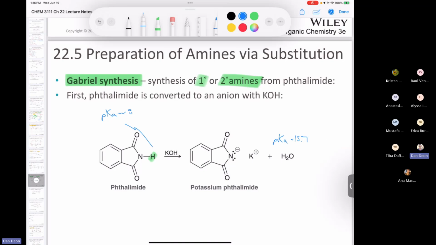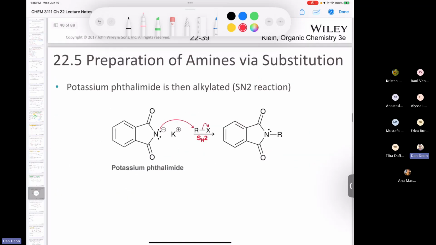Now, we have a negative charge here on the nitrogen. You could draw the resonance structure up here, or you could draw the resonance structure with the negative charge down here, either one. But the bottom line is now this is going to be good at doing an SN2 reaction. Let's say you had something like propyl iodide like this, the phthalimide ion can come in and do an SN2 like that. So here's an SN2.